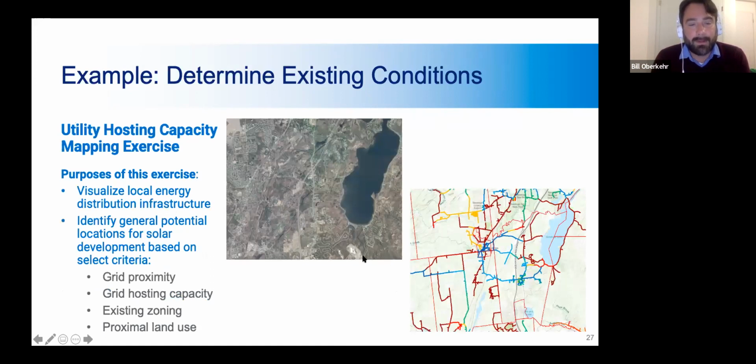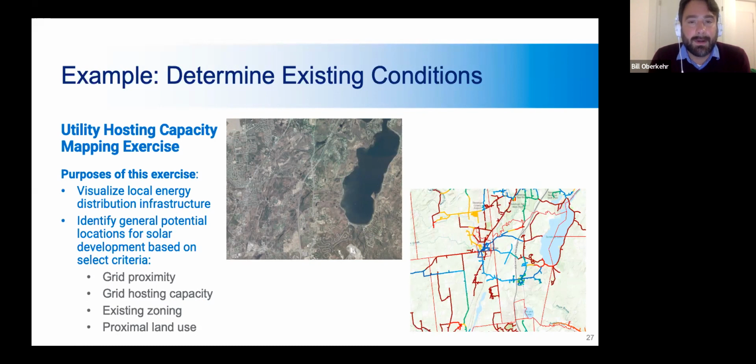So this is our hosting capacity map. We'll do a little exercise here. I might go through it a bit quickly because it's a bit in the weeds. So basically this is an exercise to visualize our local energy distribution infrastructure. And that's going to help us identify potential locations for solar development based on certain criteria. Those criteria are going to be grid proximity, grid hosting capacity, existing zoning, and proximal land use.